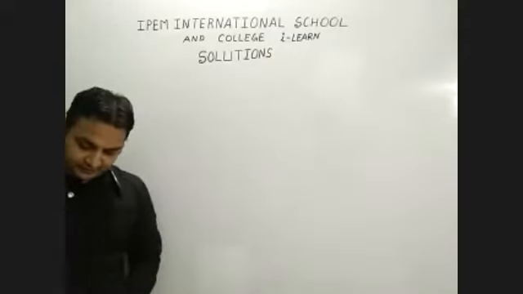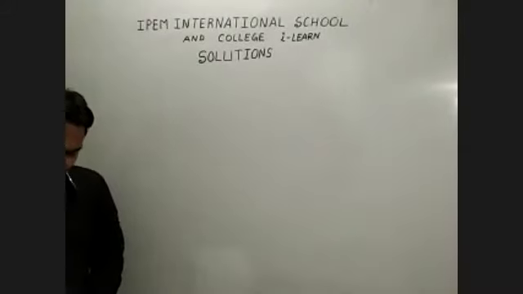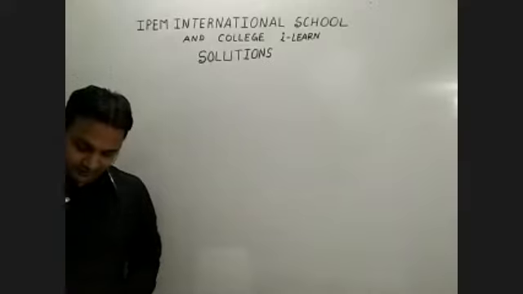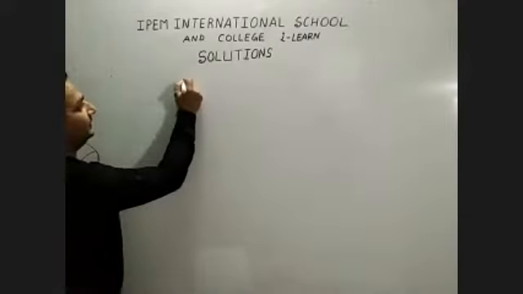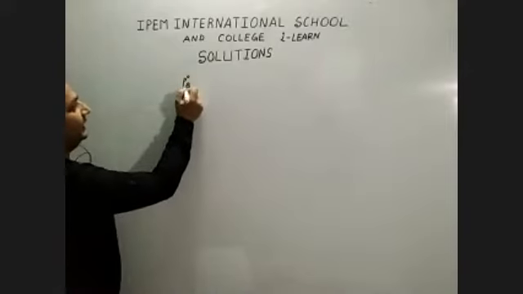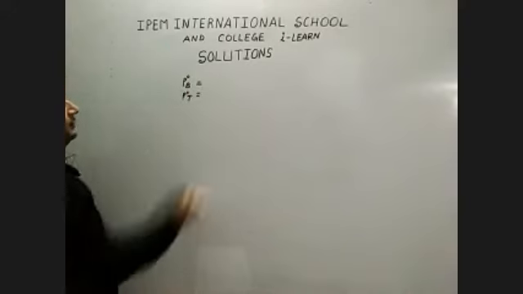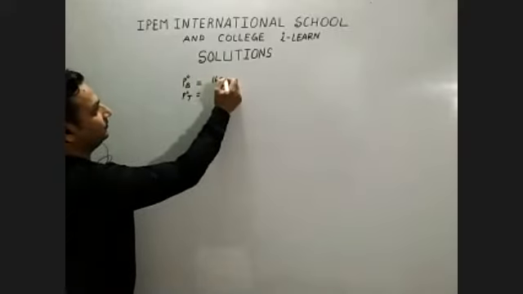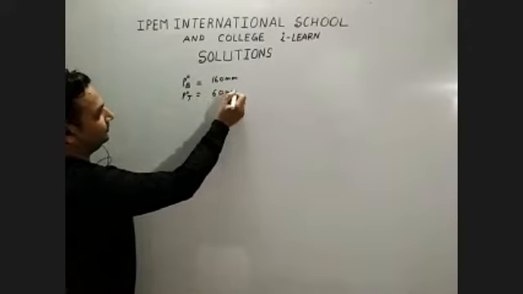Now, sir, 2.34. Understood? Yes. Question number 2.34. Benzene and toluene form an ideal solution at 313 Kelvin. Now they have given the vapor pressure of pure benzene and pure toluene, P naught B and P naught T. They have given 160 mm and 60 mm. No problem at all.